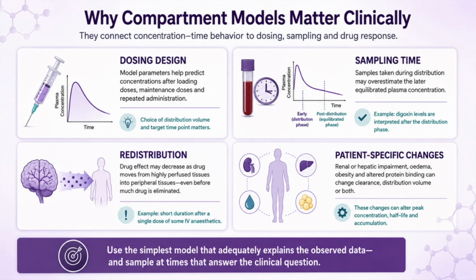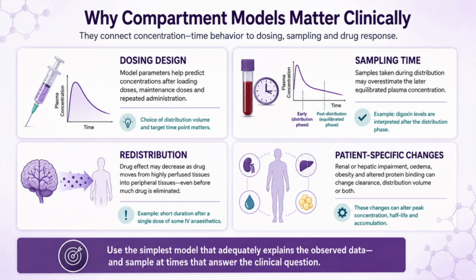Compartment models also explain redistribution. After a single dose of some intravenous anesthetics, the effect may decrease as drug moves away from highly perfused effect-site tissues into peripheral tissues. This can occur before a large proportion of the drug has been eliminated.